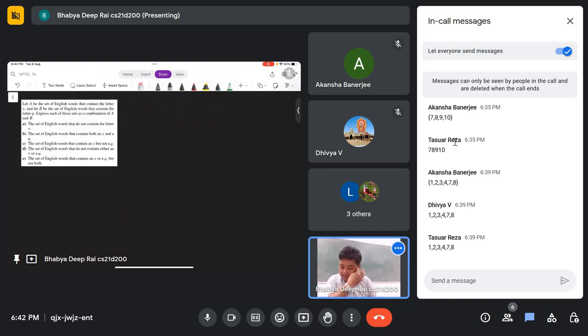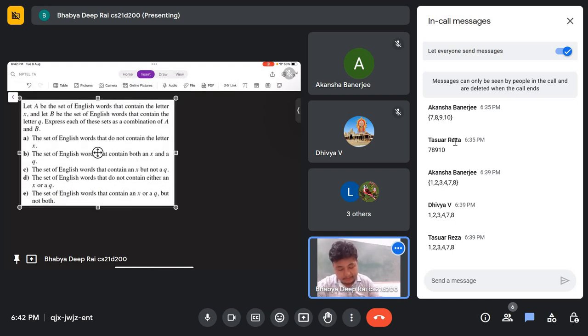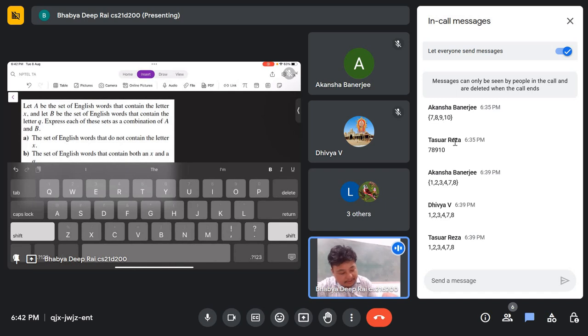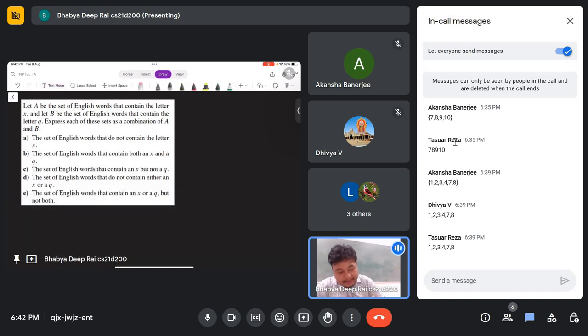So here the question is as follows. Let me increase the size. The question is, let A be the set of English words that contain the letter X. Let B be the set of English words that contain the letter Q. Express each of these sets as a combination of A and B. So firstly, I'll do the first one: the set of English words that do not contain the letter X.